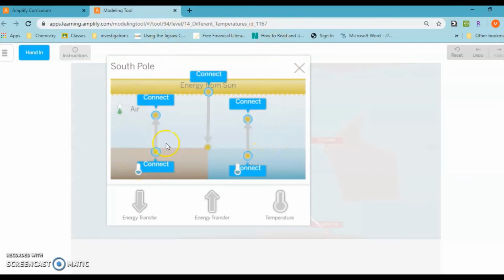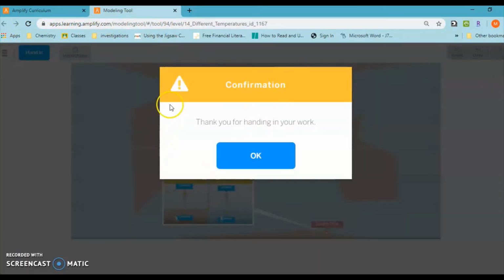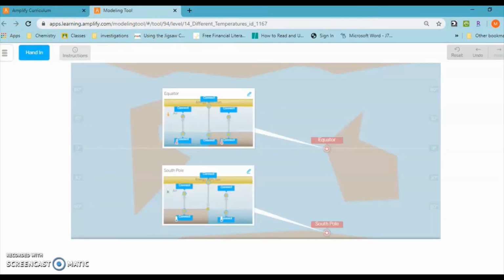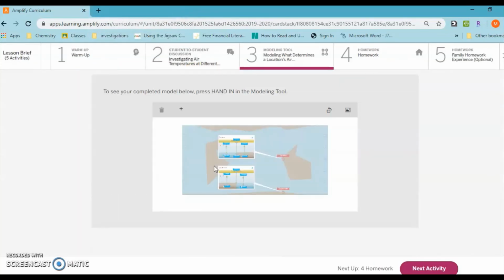Now, once again, this is just an idea. Your idea may be different. This is not necessarily right. Notice our equator is here, 0 degrees latitude, and our South Pole is all the way at the bottom. So once you finish that lovely model, you're going to make sure you hit hand in. It's going to say, thank you for handing your work, and you're going to click OK. You're going to close that tab, and then you should see it here.